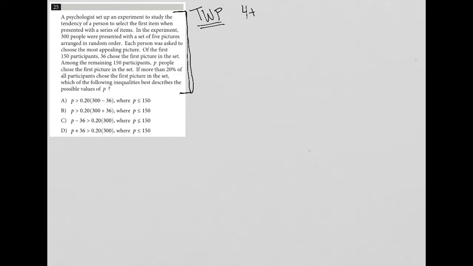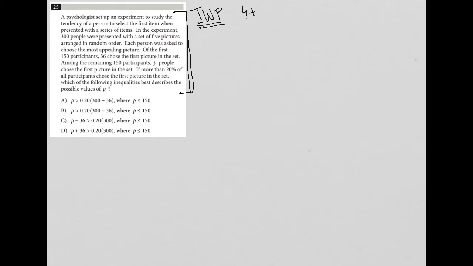Instead, we want to read a bit at a time, definitely making sure to write down any quantitative information, hence the translation part, so that by the end of the question, we don't have to go back and reread to extract information out. So the question says, a psychologist set up an experiment to study the tendency of a person to select the first item when presented with a series of items.